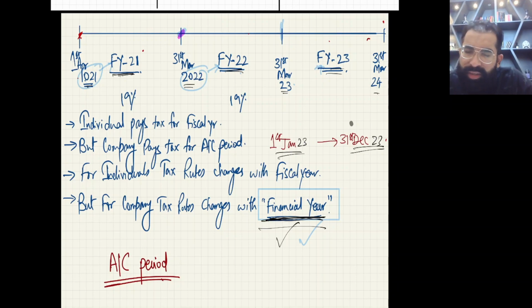Okay. So I repeat, 4 lines. Individual pays tax for fiscal year. Company pays tax for accounting period. For individuals, new tax rates, new rules comes after every fiscal year. But for companies, new rules comes after financial year. Now what is financial year?